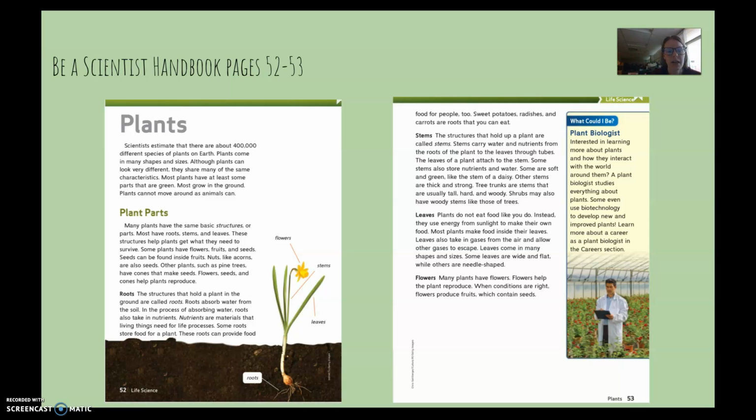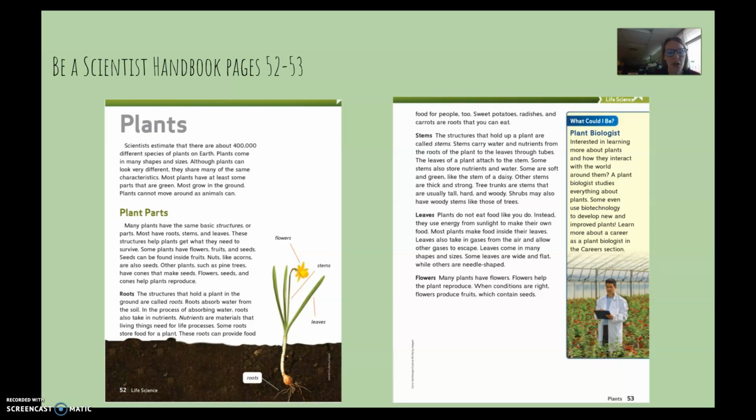Plant parts. Many plants have the same basic structures or parts. Most have roots, stems, and leaves. These structures help plants get what they need to survive. Some plants have flowers, fruits, and seeds. Seeds can be found inside fruits. Nuts, like acorns, are also seeds. Other plants, such as pine trees, have cones that make seeds.